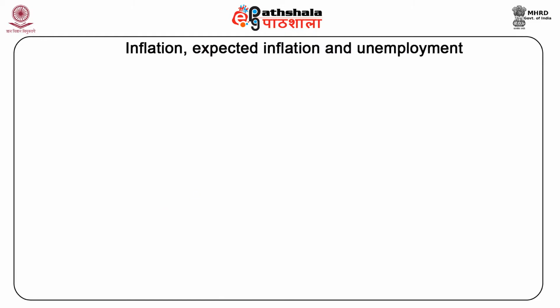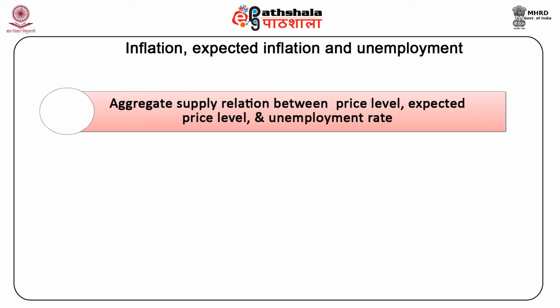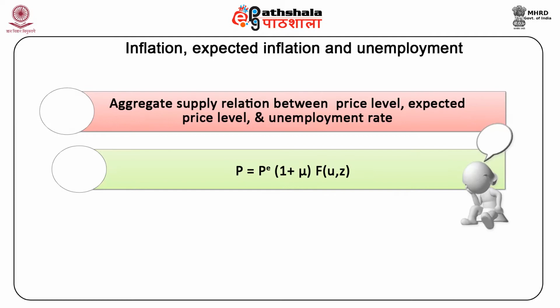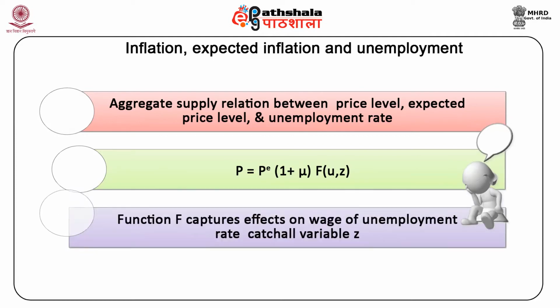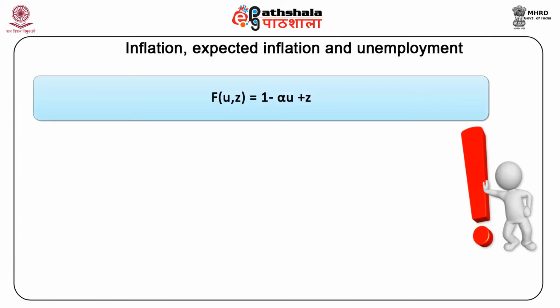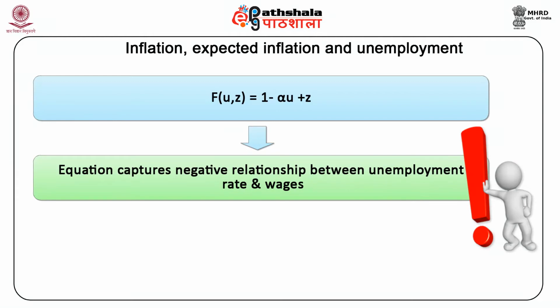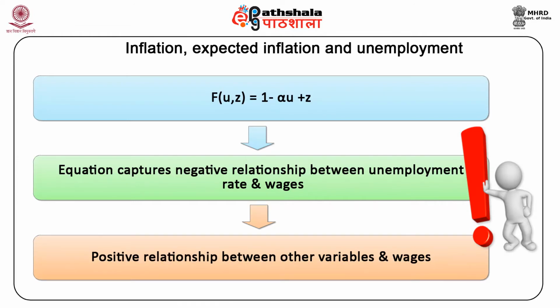Moving on to inflation, expected inflation and unemployment. The aggregate supply relation between price level, the expected price level, and the unemployment rate is given by P is equal to P^e times (1 plus mu) times F(U, Z). In this equation, function F captures the effects on the wage of the unemployment rate U and the catch-all variable Z. F(U, Z) is equal to 1 minus alpha U plus Z. This equation captures the negative relationship between unemployment rate and wages and the positive relationship between other variables, like a more generous employment benefit, etc., and wages.